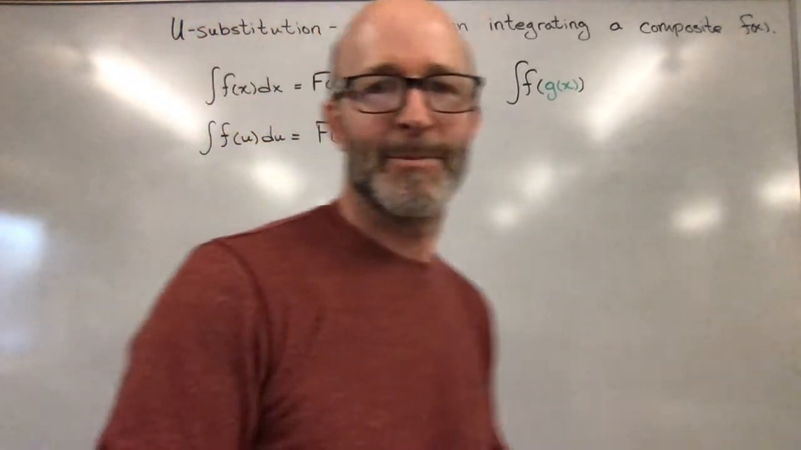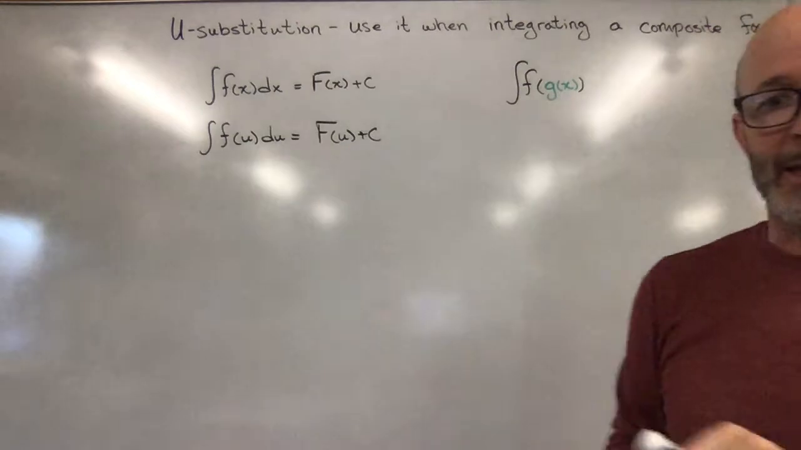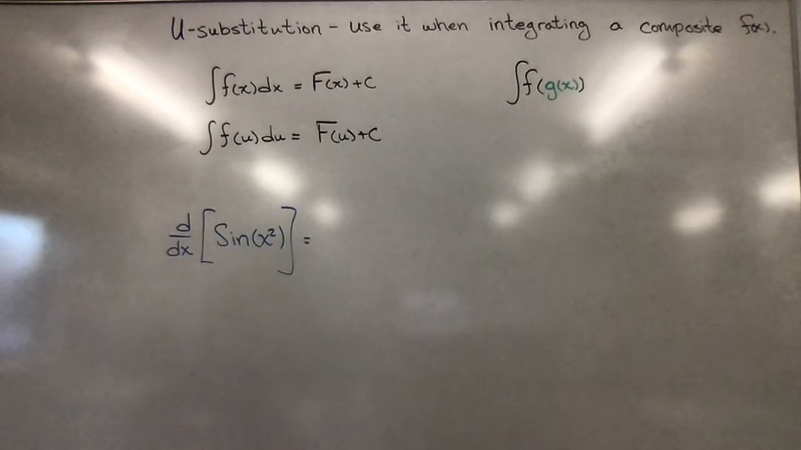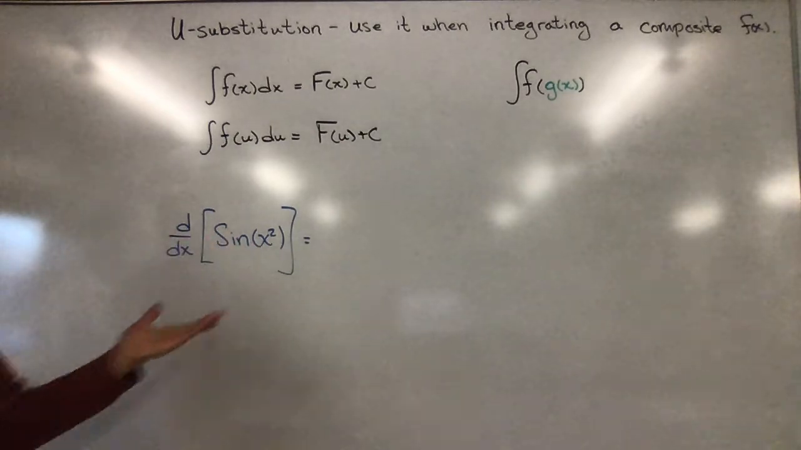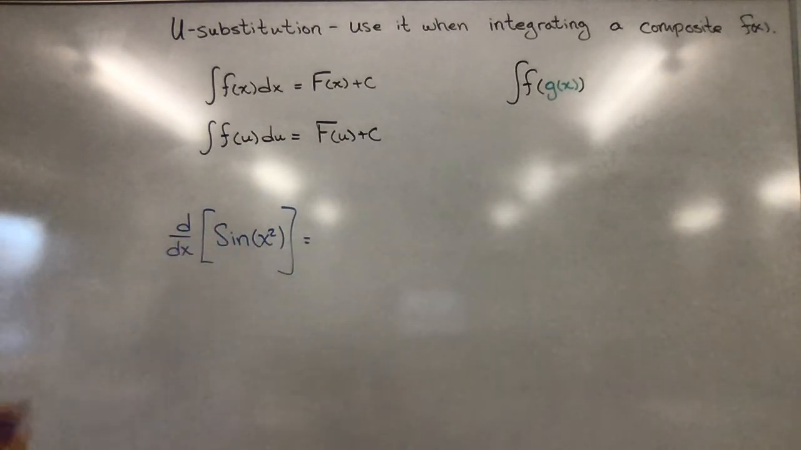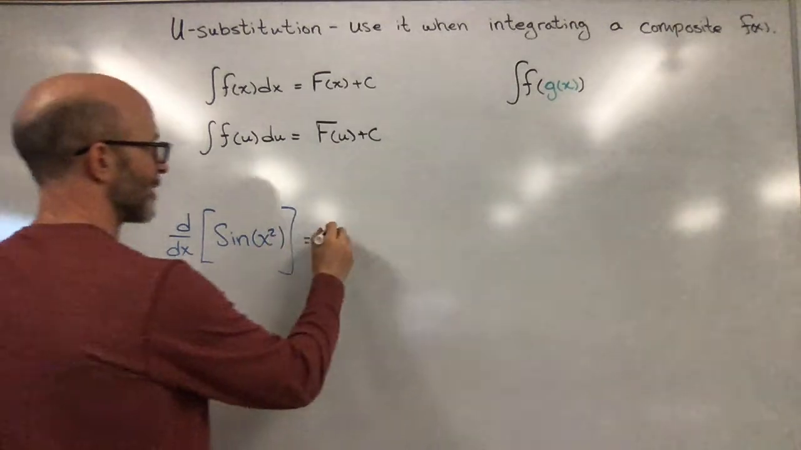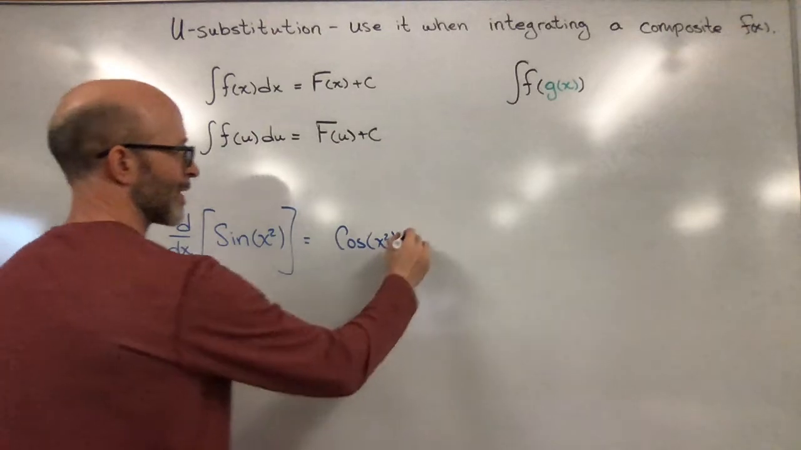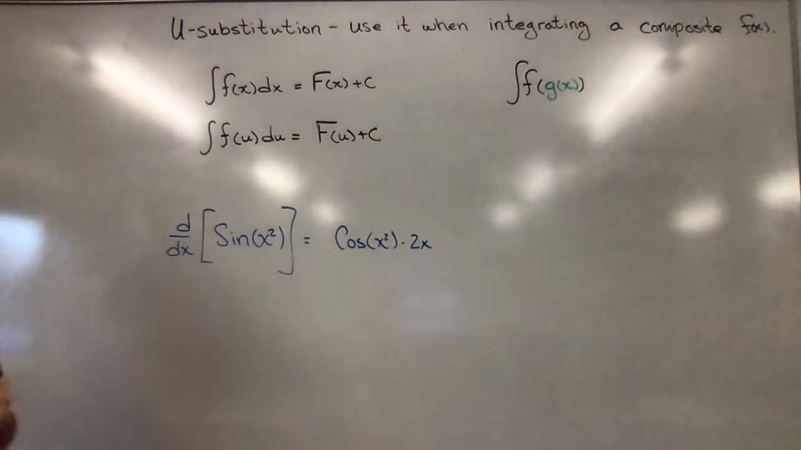First, let's digress a little bit here and go back to derivatives for a moment. When you have a happy little composite function, sine of x squared, we have a quadratic inside of a trig function. We know that you take the derivative of the outside function times the derivative of the inside function. Now you can set this up.